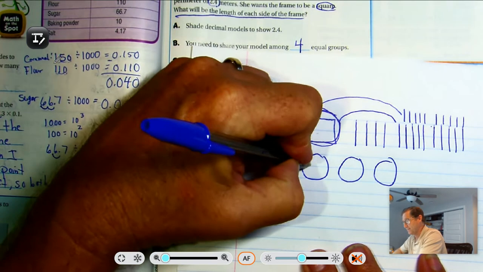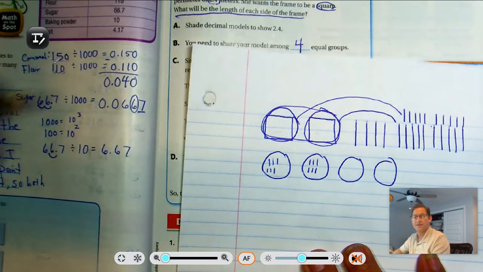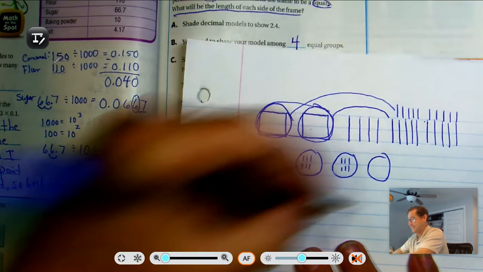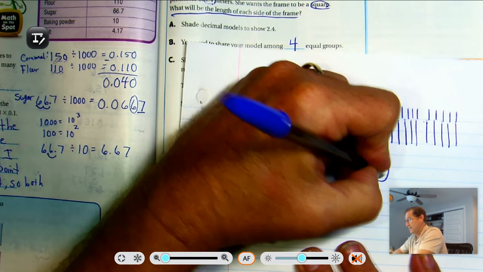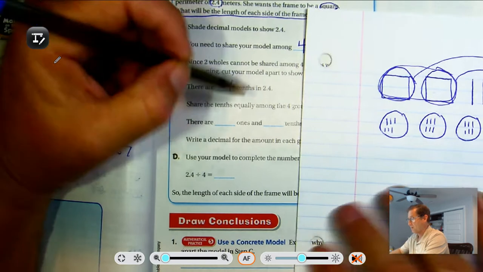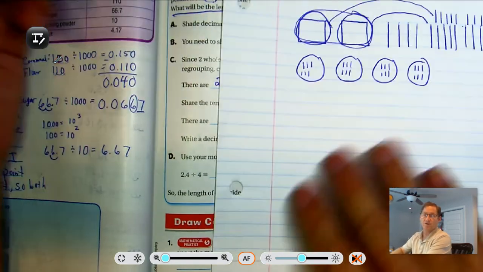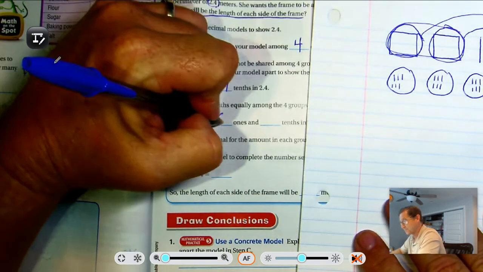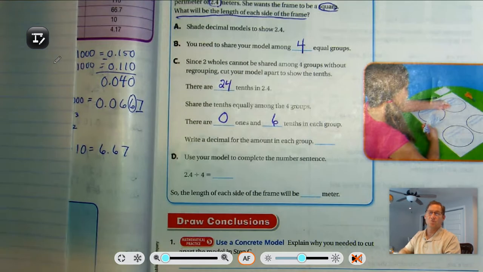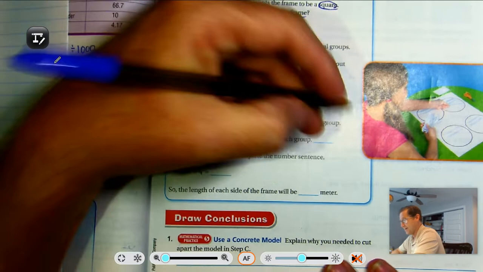So that's 6, that's 12, that's 18, and that's 24. So are there any ones in each of the groups? No, there aren't any ones. But there are 6 tenths in each group. So what would that decimal be? Well, just 6 tenths.